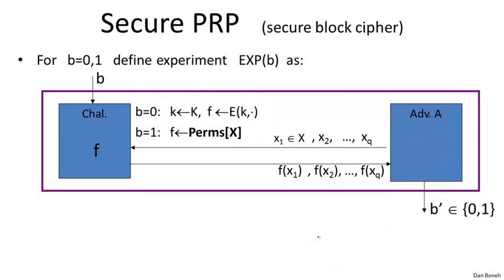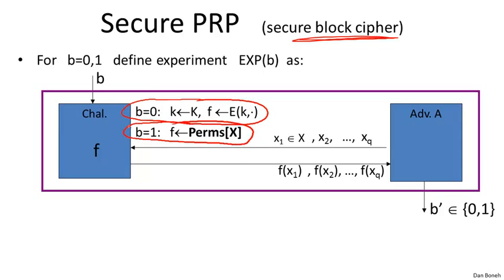Now the definition for a secure pseudo-random permutation, a secure PRP, which is basically a secure block cipher, is pretty much the same. In experiment 0, the adversary is going to choose a random instance of the PRP, so he's going to choose a random k and define little f to be the function that corresponds to little k within the pseudo-random permutation. In experiment 1, the adversary is going to choose not a truly random function from X to Y, but a truly random one-to-one function from X to X.